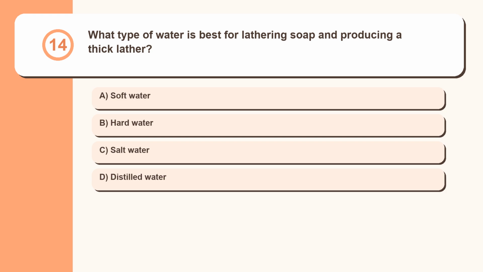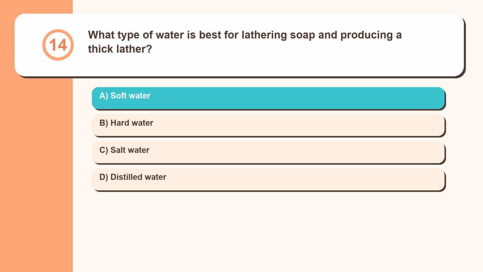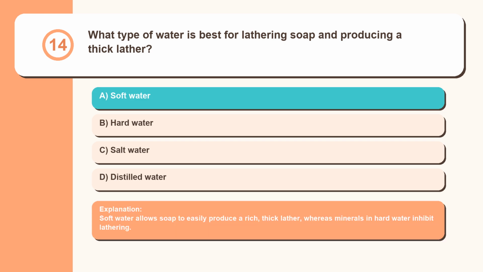Question 14. What type of water is best for lathering soap and producing a thick lather? Soft water, hard water, salt water, distilled water. Soft water allows soap to easily produce a rich, thick lather, whereas minerals in hard water inhibit lathering.